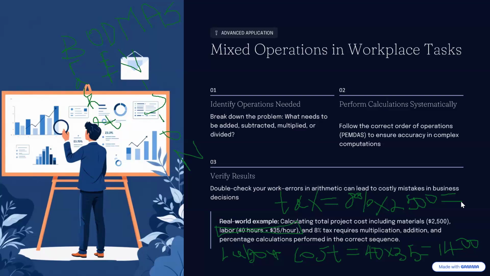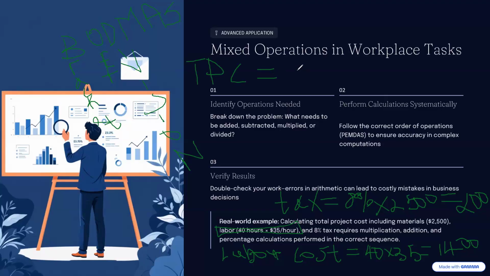200, sir. 200. That's good. So now if we want to calculate the total project cost, TPC, is equal to... Now we have to add. So you see that we have first of all done bracket. We have done off. Then we are going now to addition.